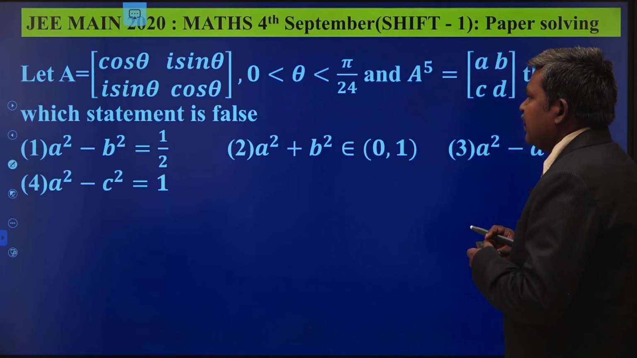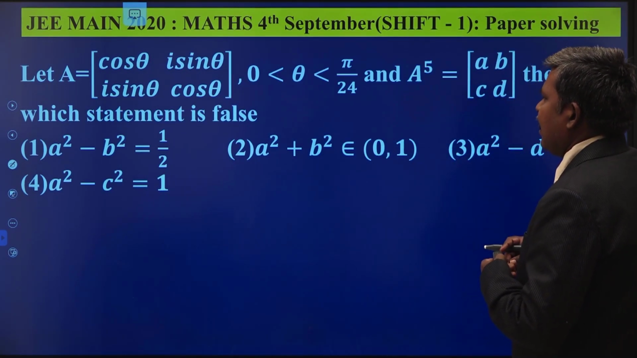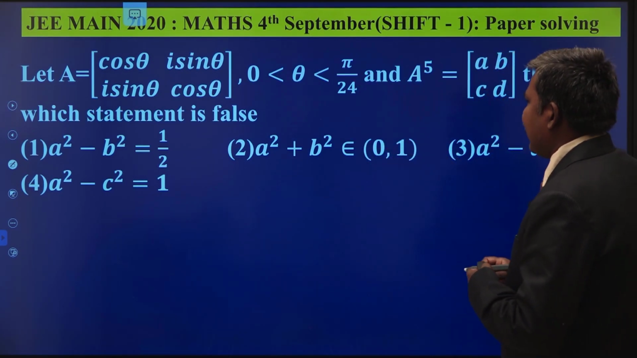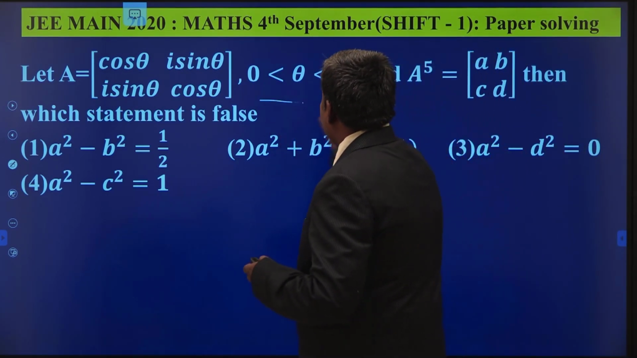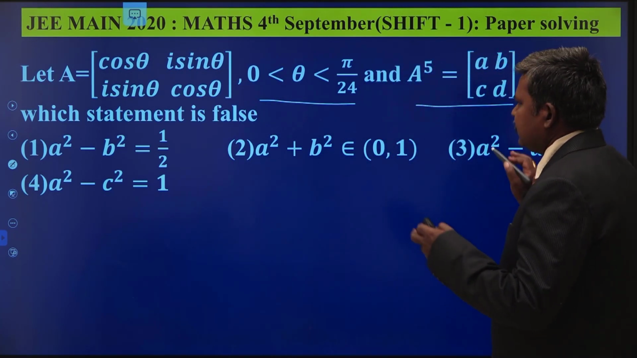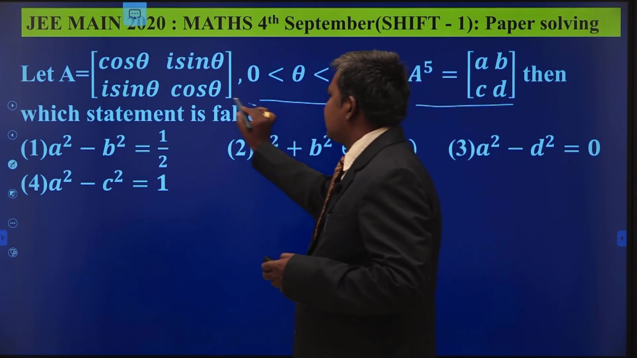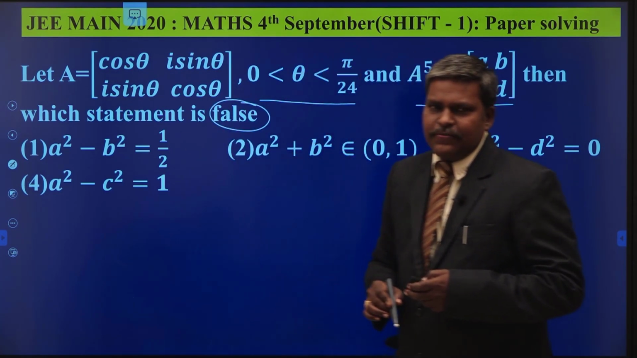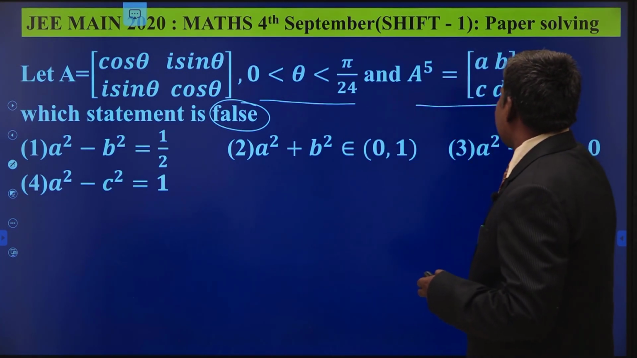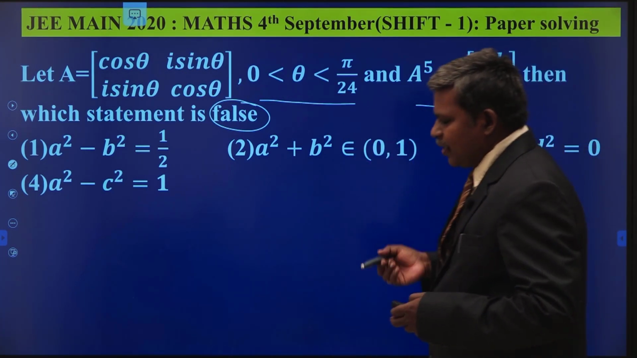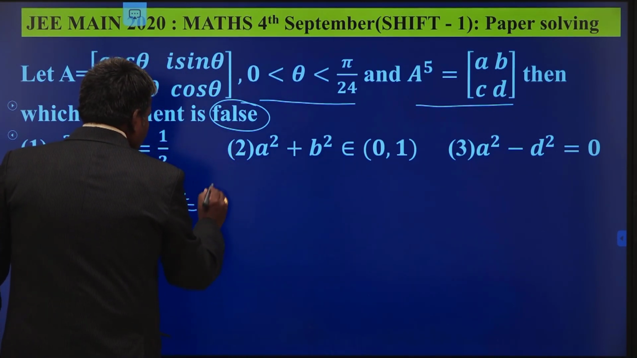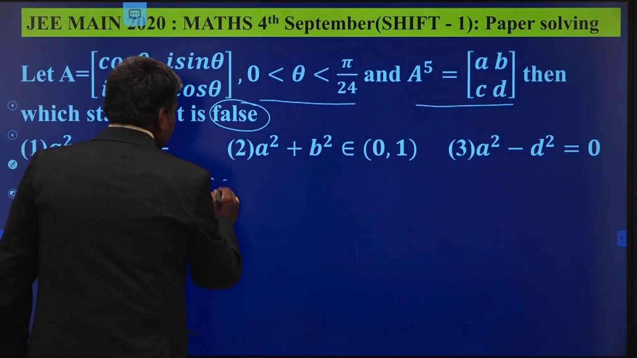See this one. A is equal to cos theta, i sin theta, i sin theta, cos theta. This is a 2 by 2 matrix and theta lies between 0 to pi by 24 and a power 5 is given to you. Then which of the statement is false? What they are asking? Which of the following statement is false? From this matrix itself you have to find out a power 5. Just we observe, let us find a square first of all. A square is nothing but a into a.